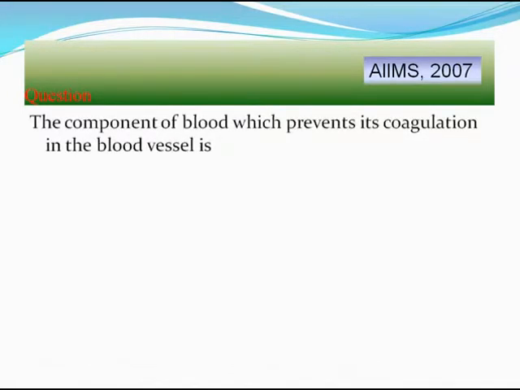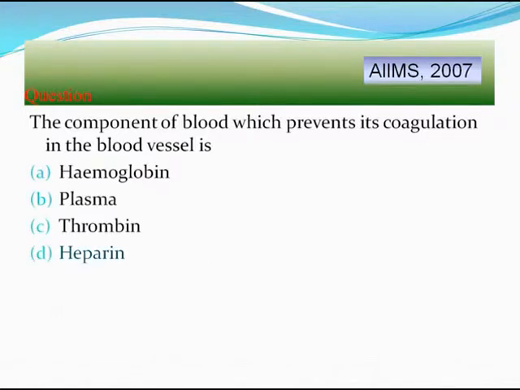Another question was asked in AIIMS 2007, and the question was: the component of blood which prevents its coagulation in the blood vessel is hemoglobin, plasma, thrombin, or heparin? The answer is heparin, because heparin is an anticoagulant.